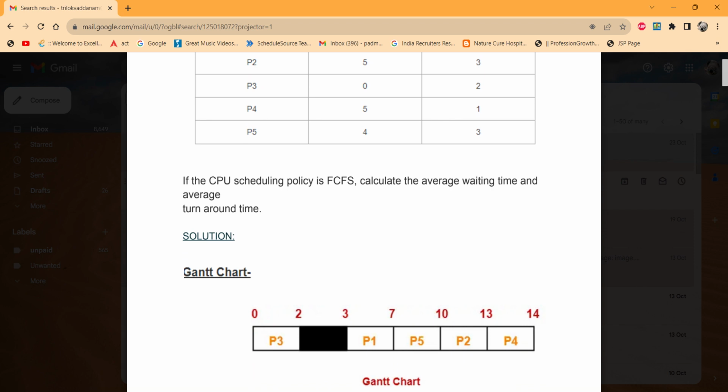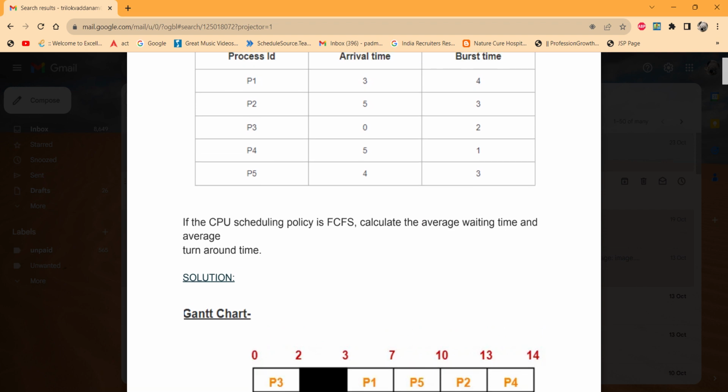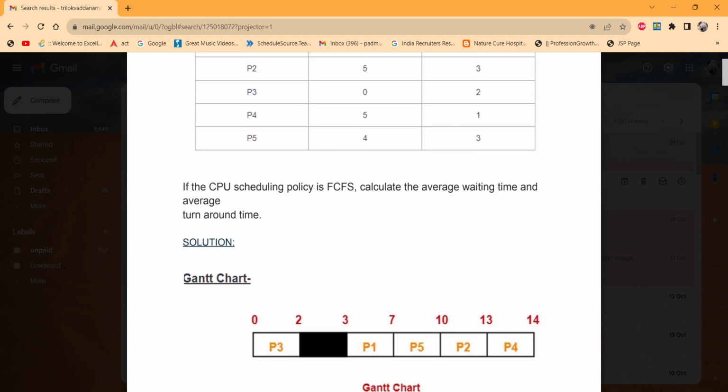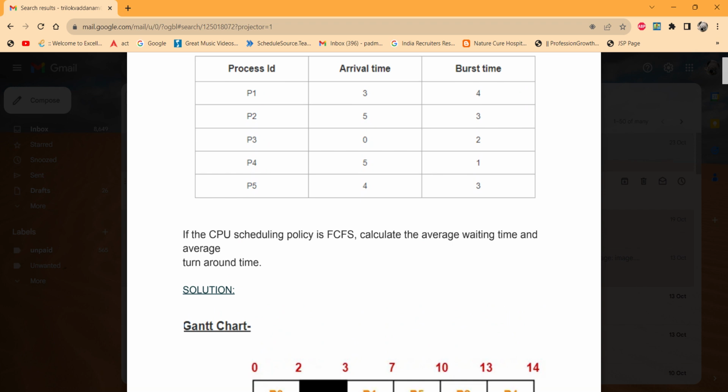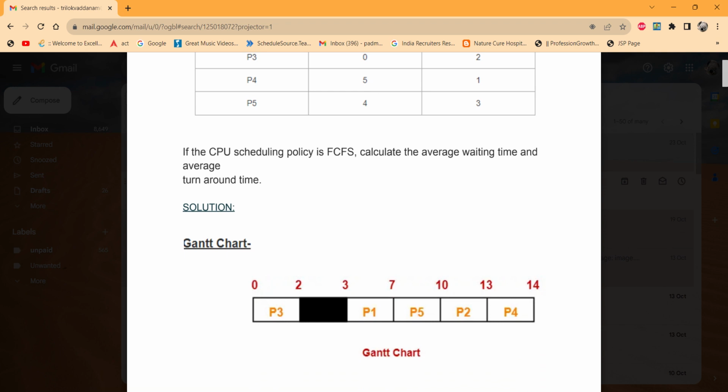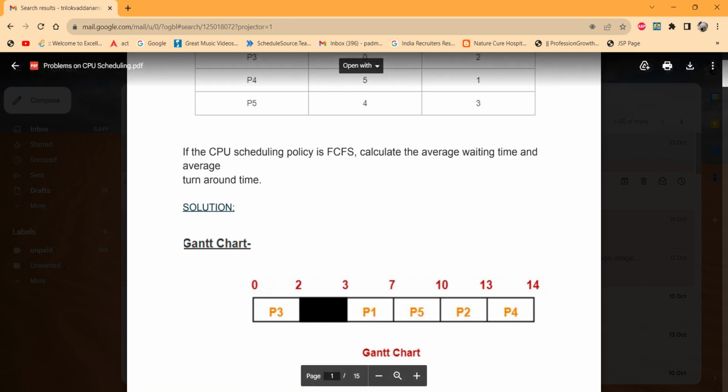It runs for its entire burst time of 3 units, and it went to 13. Now after P2 has completed its execution, P4 gets a chance, where it has run for 5 units, again 1 unit, and the time went to 14, and all the processes have successfully completed their execution with the CPU. This Gantt chart represents the execution of the processes.